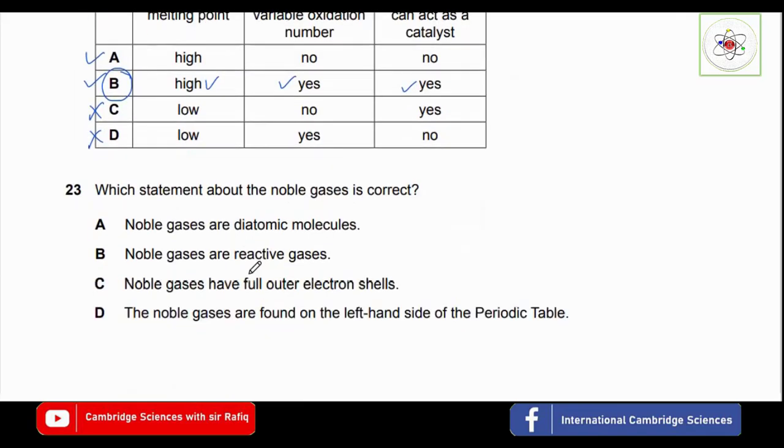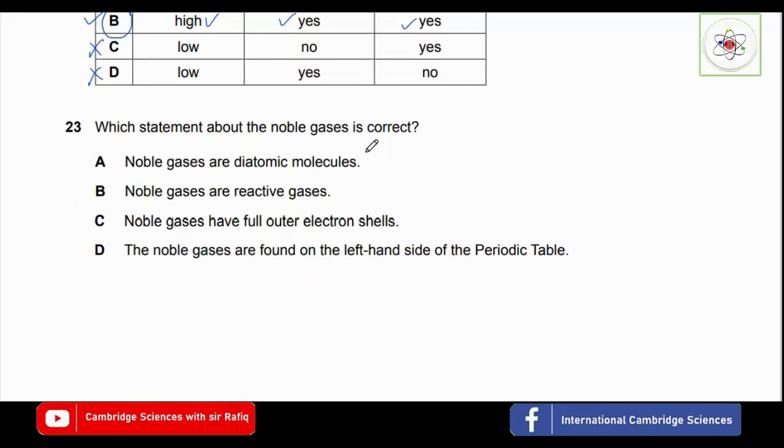Question number 23, which statement about the noble gases is correct? Noble gases are diatomic molecules. Noble gases are in fact monoatomic, and noble gases are reactive gases. Noble gases are unreactive gases because of complete outer shells. Okay, so noble gases have full outer electron shells. So this is the correct answer. That is why they are unreactive and they cannot make diatomic molecules. The noble gases are found on the left hand side of the periodic table. They are on the extreme right side of the periodic table. So answer is C.